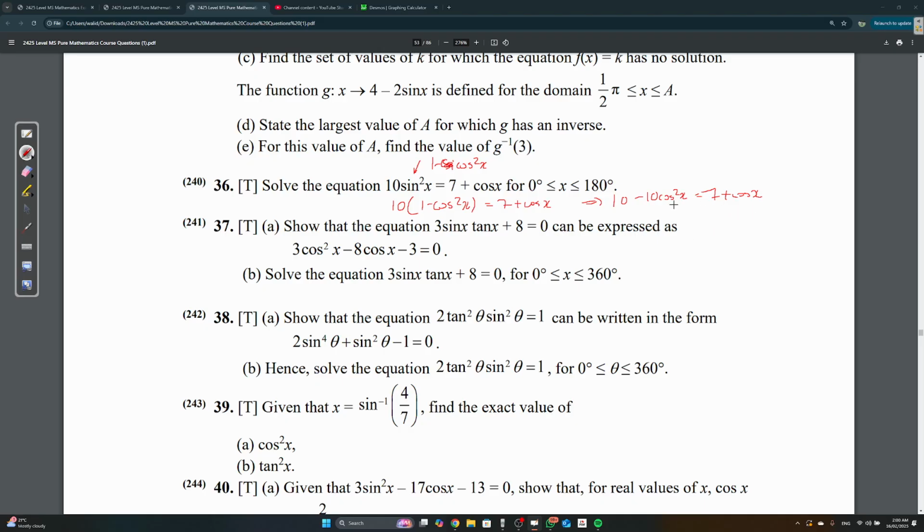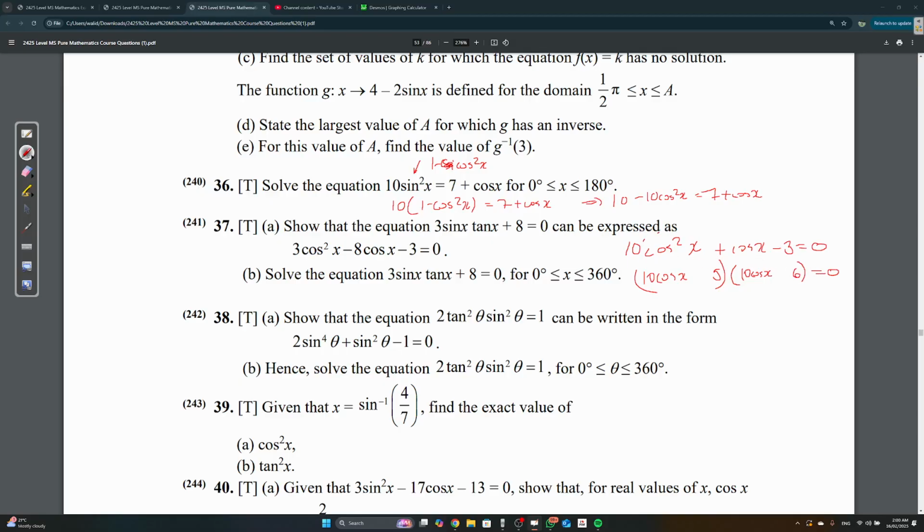Let's solve this. Take everything to the right because I want cosine squared to be positive. I don't like working when the quadratic is negative. So you're going to get 10 cosine squared x plus cosine x, and then 7 minus 10 will be minus 3 equals 0. How do you solve this? It's a quadratic. You can factor it, or use the formula, I don't care, but you're going to get 10 cosine x and 5, 10 cosine x and 6 equals 0.